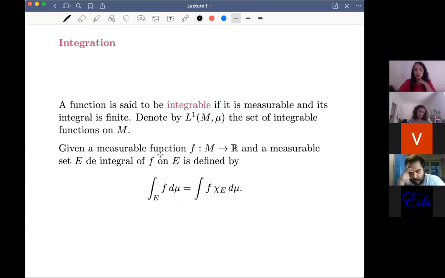Okay, just to define, because we are going to use this: when we have a measurable function, we define the integral over the whole space. If we want to define it on a subset, it's simply multiplied by the characteristic function of the subset. Remember that the characteristic function gives zero on the complement of E. So it makes sense. Okay.